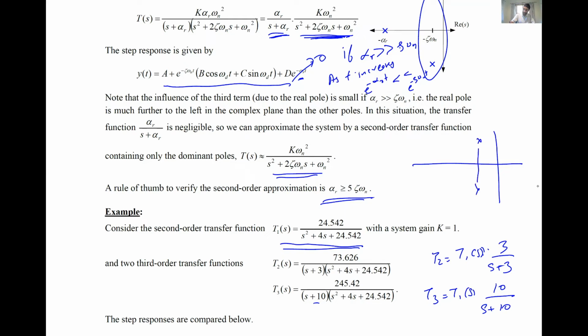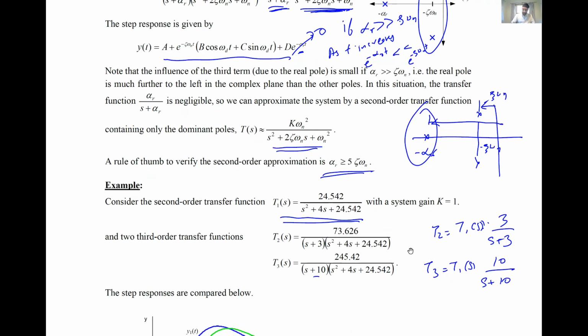So the real part, let's say, is negative zeta omega n, and we consider the real pole at negative alpha r. So we have this distance, which is alpha r, and this distance, which is zeta omega n. If the distance from the imaginary axis compared to the dominant poles is 5 times or more, then we can neglect the poles which are further away.